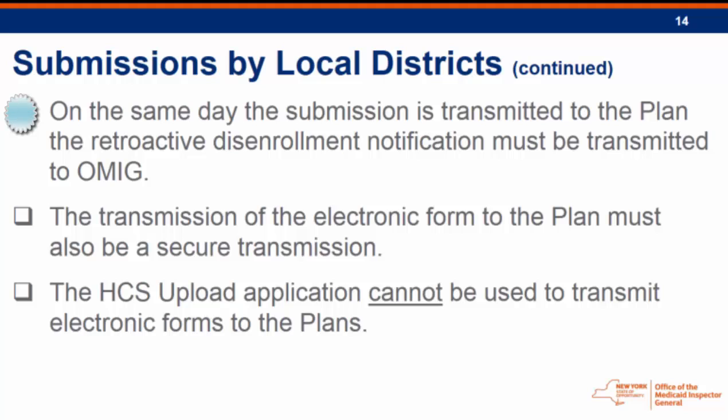On the same day the submission is transmitted to the plan, the retroactive disenrollment notification must be transmitted to OMIG. It is very important that the submissions to the plan and OMIG are made on the same day. The date on the electronic form starts the clock for the plan to void capitation payments or dispute the submission. The plans have 30 business days to void the payments. The transmission of the electronic form to the plan must also be a secure transmission. The HCS upload application cannot be used to transmit electronic forms to the plans. Please remember, the transmission of the electronic form to and from the plans must be secure.